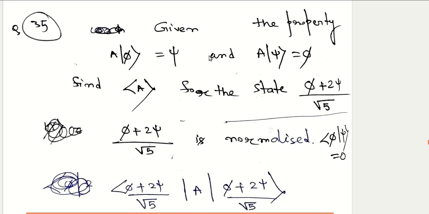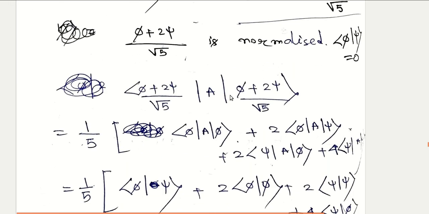Now, given the property A psi is equal to phi and A phi is equal to psi, we need to find the expectation of A for the state phi plus 2 psi by root over 5. This state is normalized. If you take this vector and multiply it with its bra, it will give you 1. So this is a normalized state, and for this state you need to find the expectation of A.